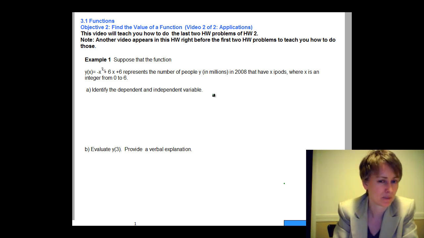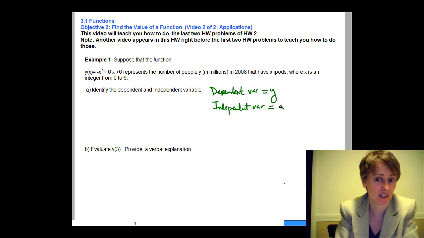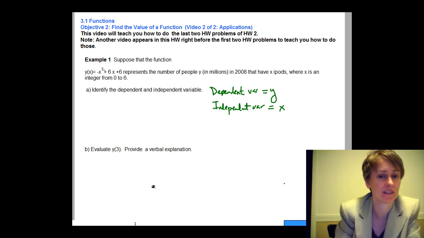So let me tell you what that means. Typically, the dependent variable is y, and it always is the variable that is solved for. Now, the independent variable is the other variable that you haven't written down. In other words, it's x. You have control over x, it's independent. If you give me an x, I'll tell you a y. That's the basic idea. So in this case, let's do that.